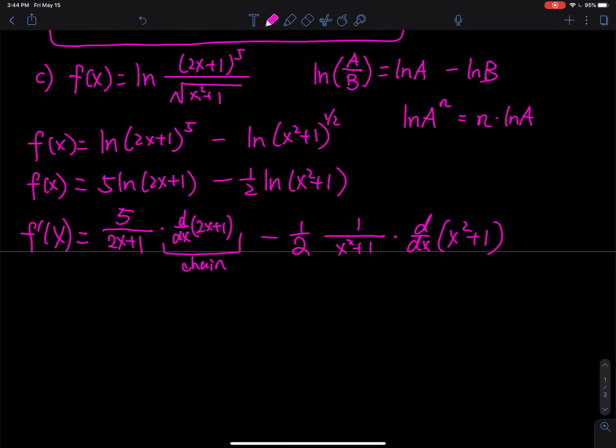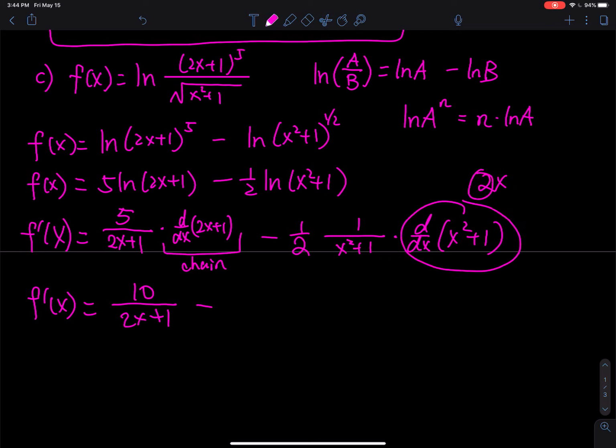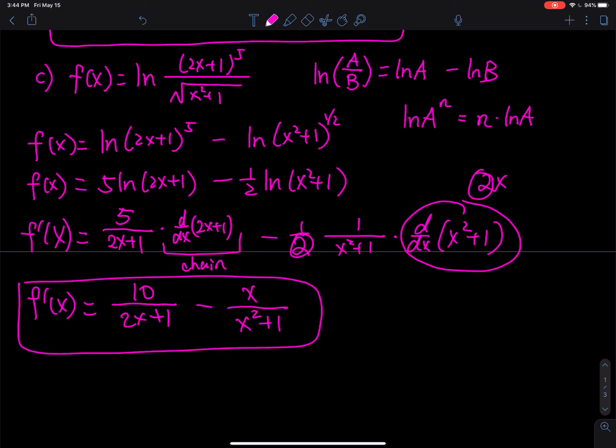So now take the derivative and simplify everything. So you have f prime of x. The derivative of 2x plus 1 is 2. 2 times 5 is 10. 10 divided by 2x plus 1. And then minus, the derivative of x squared plus 1 is 2x, right? So the derivative is 2x. And then you've got a 2 right there, you've got a 2 right there, so they get cancelled. So you only have x divided by x squared plus 1. So that is your final answer.